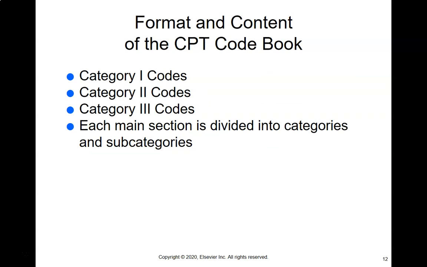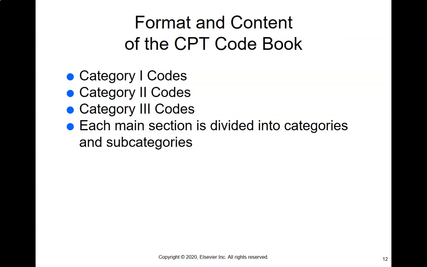Format and content of the CPT book. The existing CPT codes that you use are the set Category 1. Category 2 codes describe clinical components that typically may be included in the E&M services or clinical services and do not have a relative value associated with them.